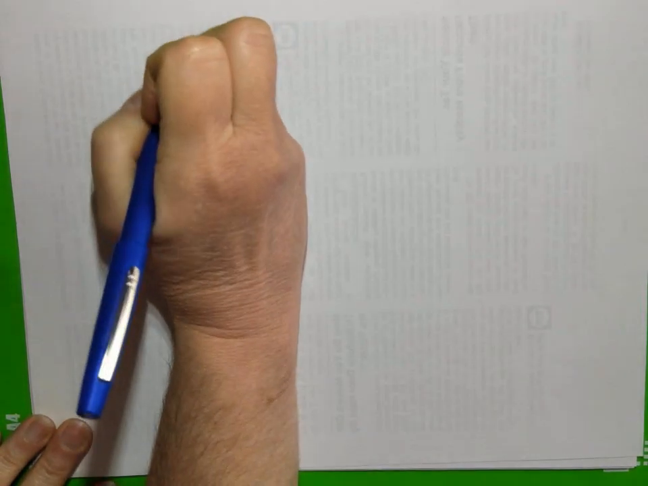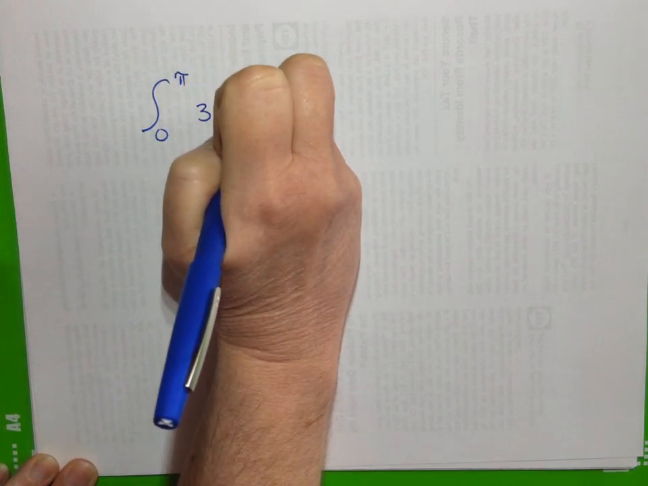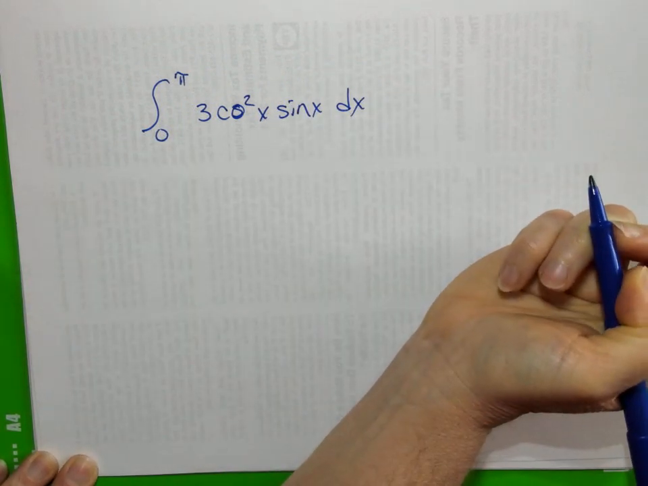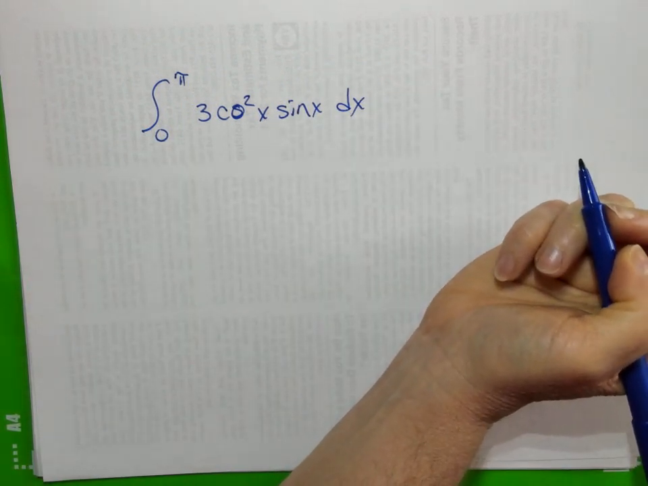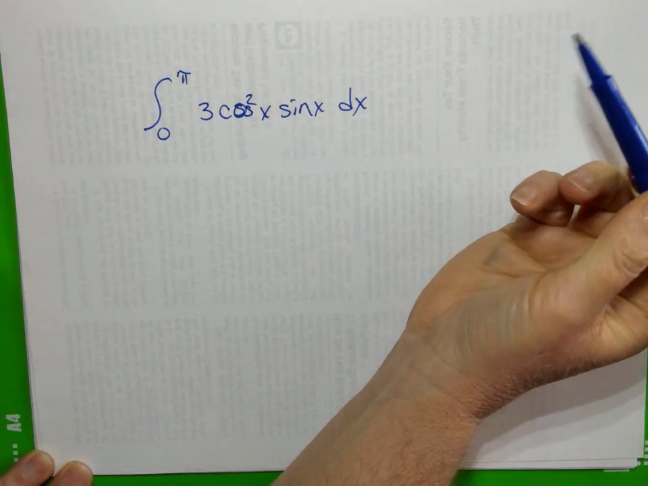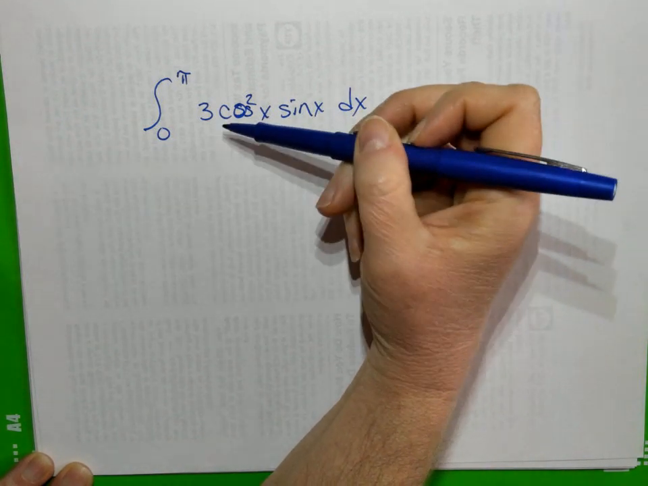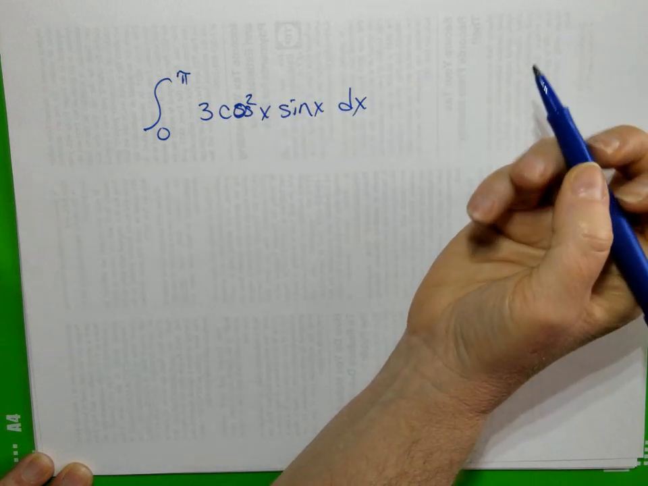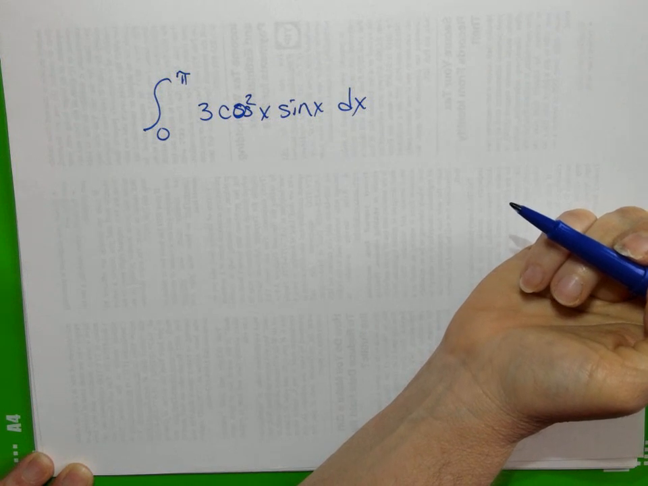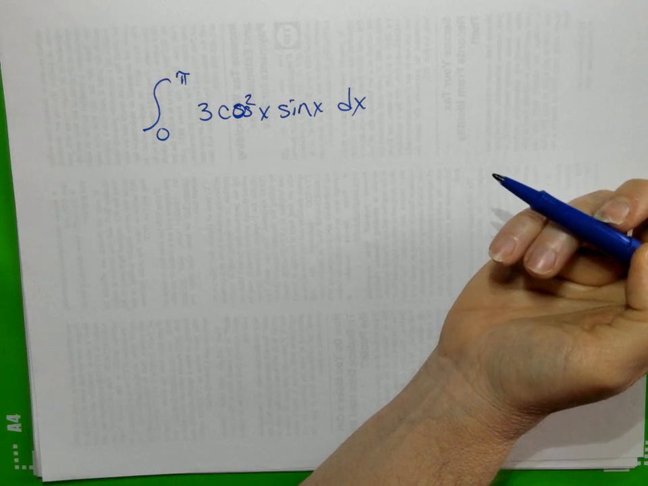The integral from 0 to pi of 3 cosine squared x sine x dx. What should we use for u? Oops, there's an s missing. Okay, what should we use for u? Well, the derivative of sine is cosine. That's not a horrible idea, but it wouldn't be squared. The derivative of, you know what? Let's give it a shot and see. What do you think?